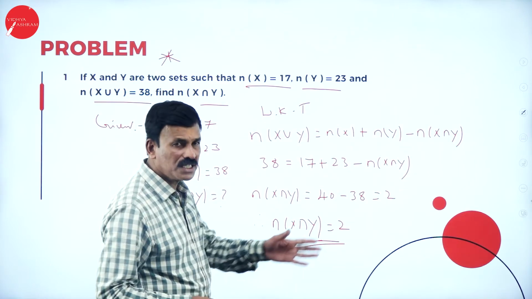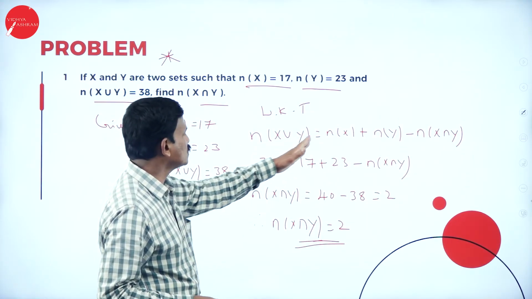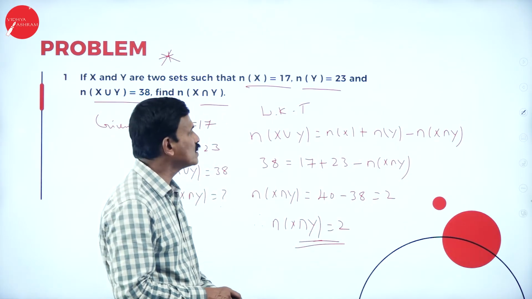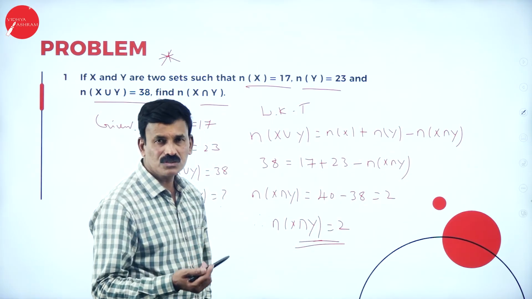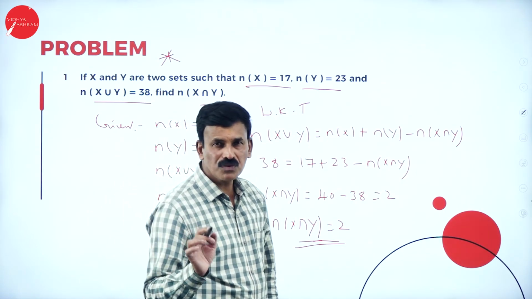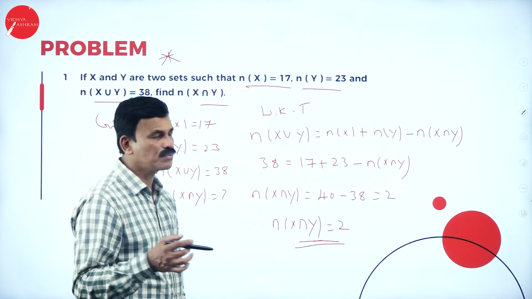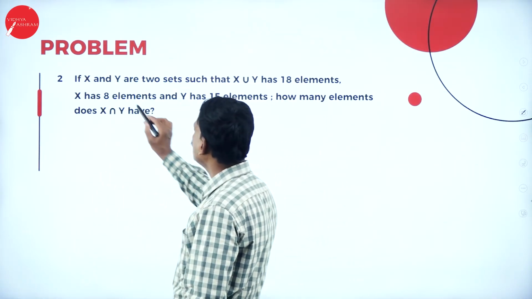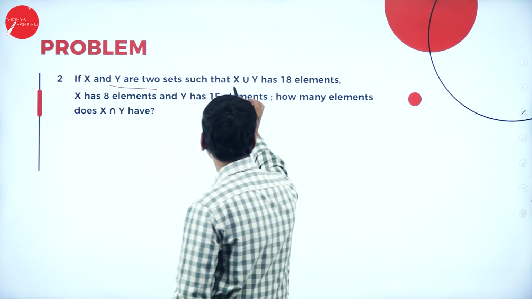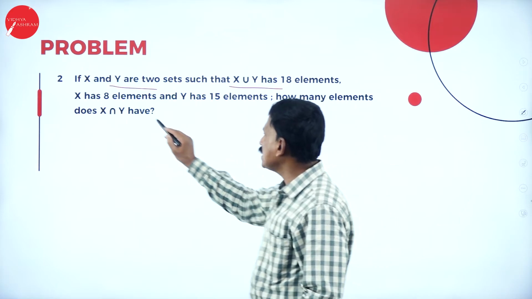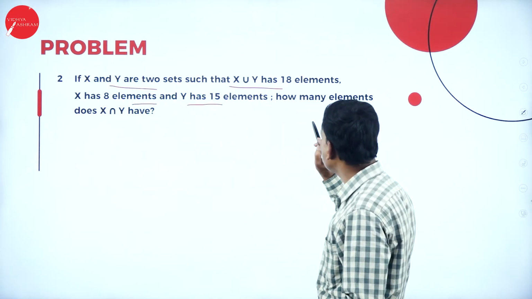Otherwise, straight away you can write n of x intersection y is equal to n of x plus n of y minus n of x union y. So, either formula you can use to solve this problem. Hope you followed. Now, let us come to a similar type of problem. What is the second problem? Here, the same type of problem: x and y are two sets such that x union y has 18 elements, x has 8 elements and y has 15 elements.